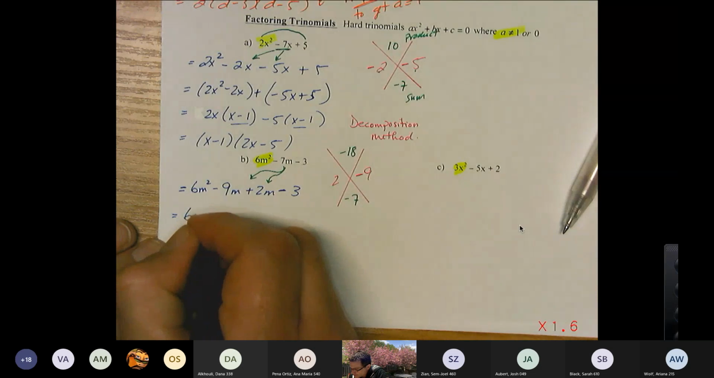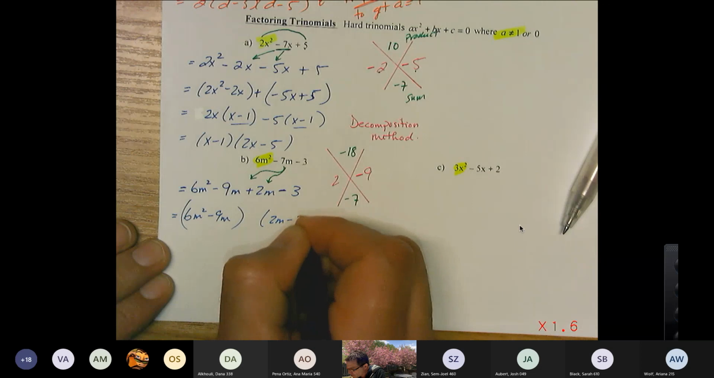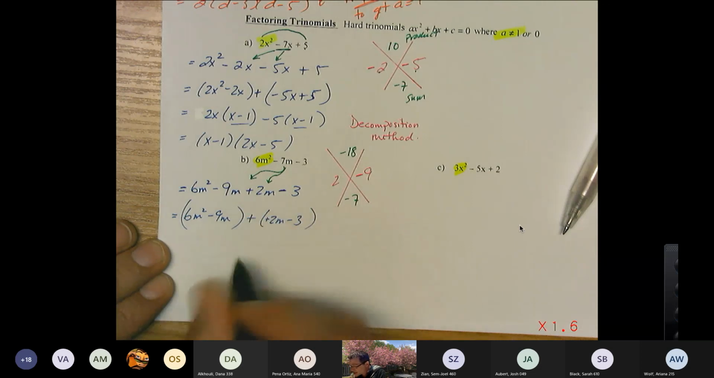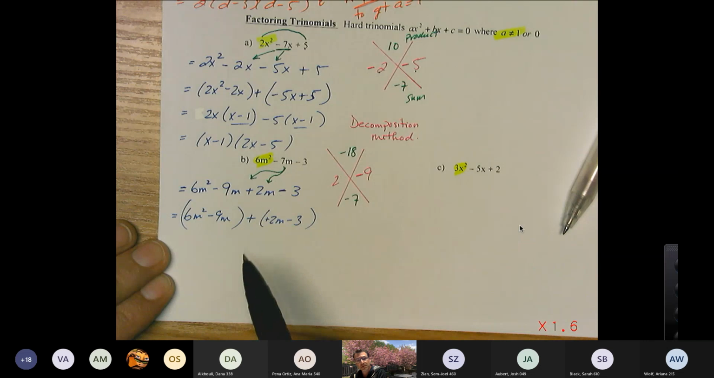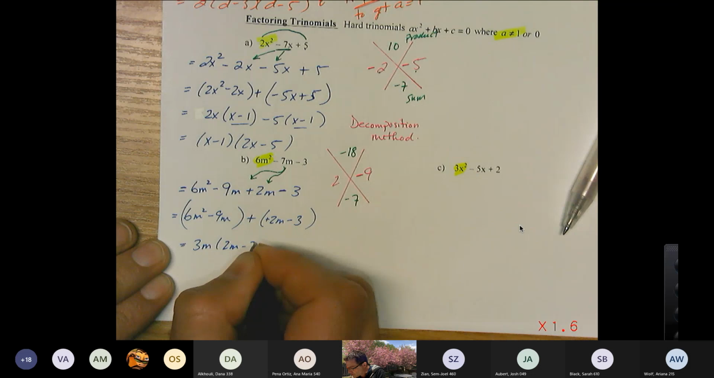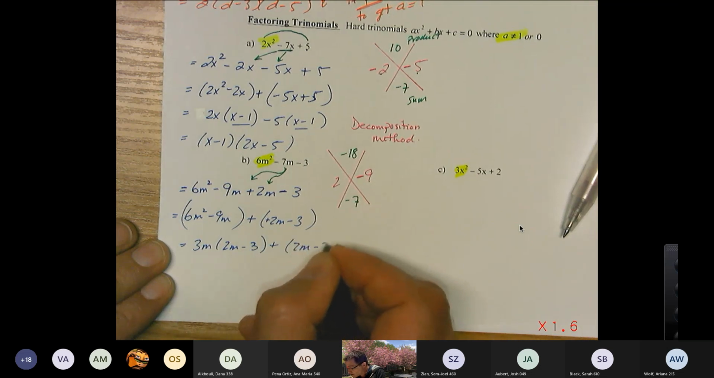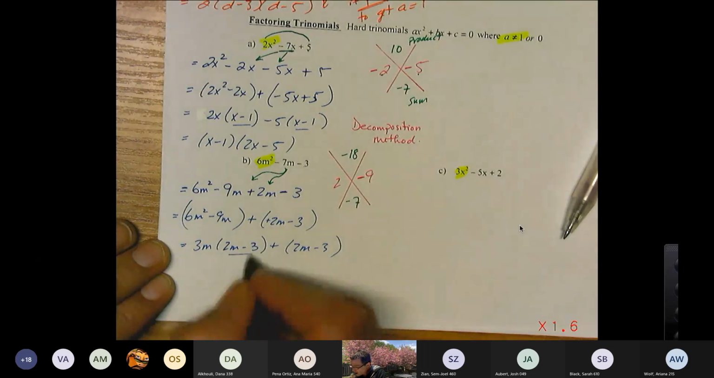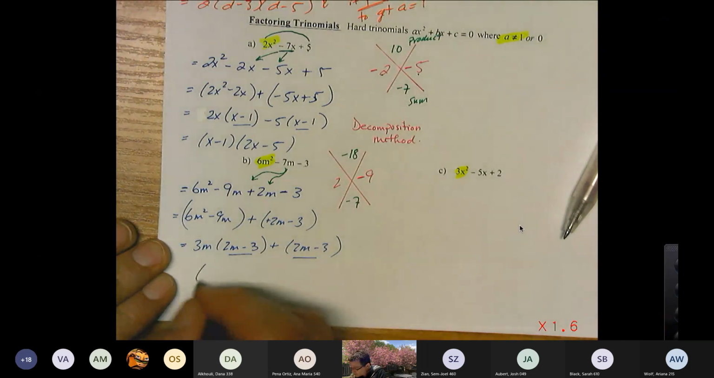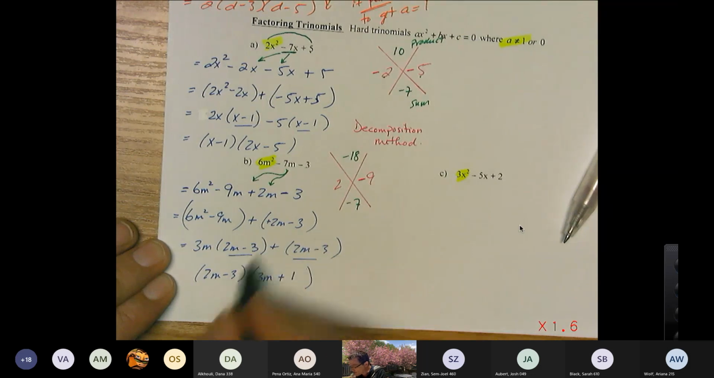Let's group them. I'm going to take the first two and put them in a group. I'm going to take the second two and put them in a group. I'm going to put a plus that says these two plus these two give me what's above. I'm going to common factor out a 3m. 2m minus 3. I'm going to common factor out nothing. I'm now going to common factor out the binomials. It's going to leave me with a 3m. And remember, don't forget the plus 1, because I took this term and divided it by 2m minus 3.